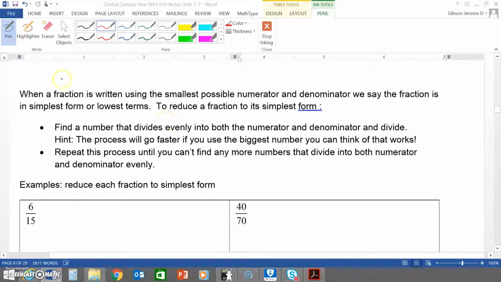Now, when a fraction is written using the smallest possible numerator and denominator, we say the fraction is in simplest form or lowest terms. To reduce a fraction to its simplest form, find a number that divides evenly into both the numerator and denominator and divide. Hint, the process will go faster if you use the biggest number you can think of that works. Next, repeat this process until you can't find any more numbers that divide into both numerator and denominator evenly.